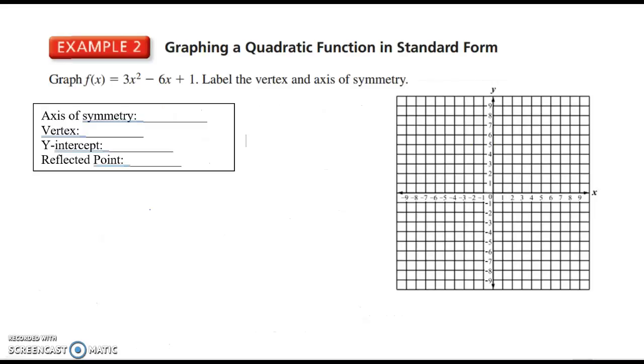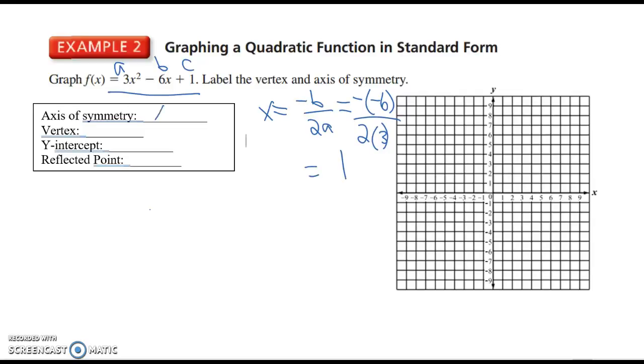Go to the next page in your notes and look at example 2. This is in the standard form that we were just talking about, ax² + bx + c. I know that my axis of symmetry is going to be at -b over 2a, so I'll calculate that. My b is -6, so I'll have -(-6) over 2 times my a, which is 3, and that will simplify to just be 1. So my axis of symmetry is at x = 1, and for my vertex, I plug in 1 and get the y value.